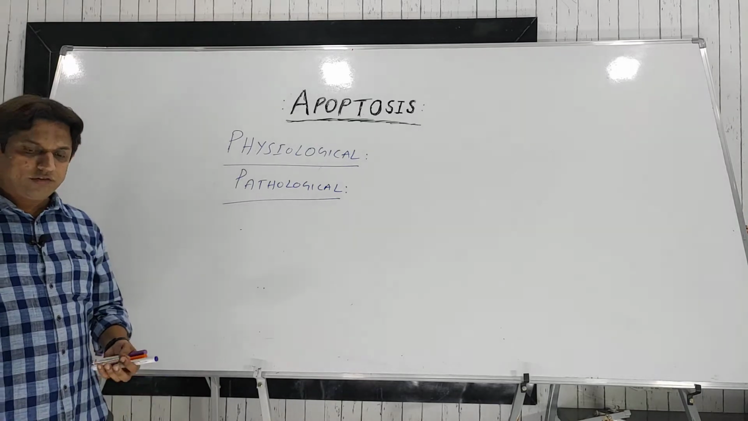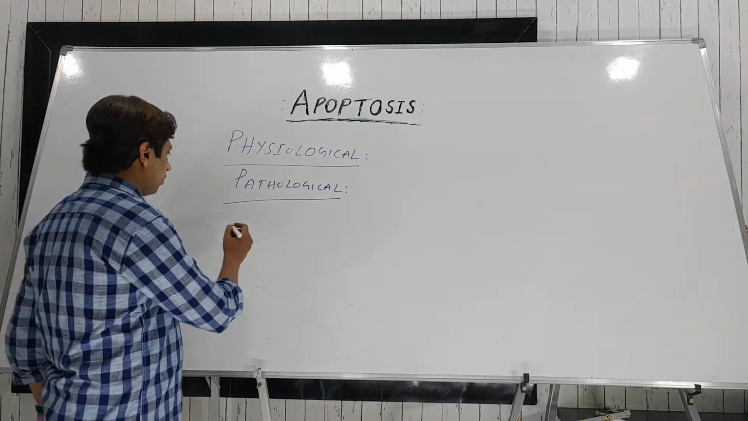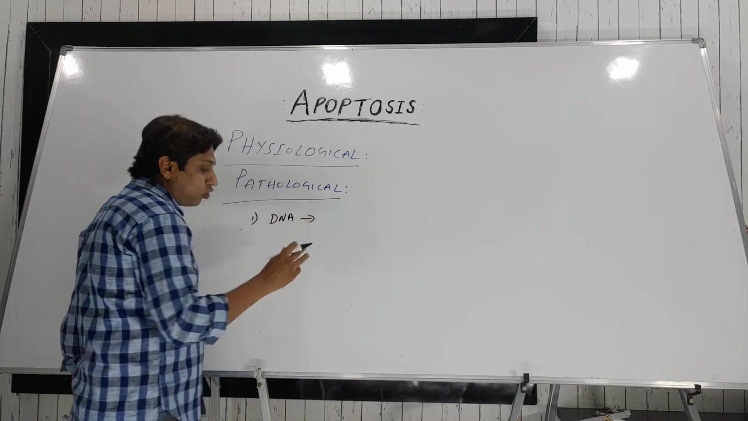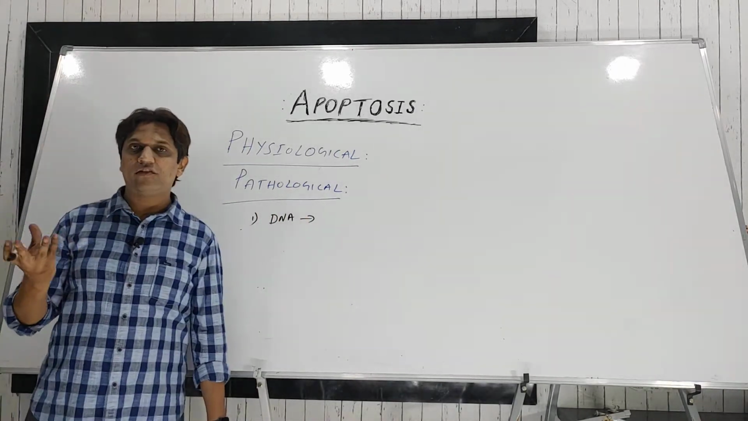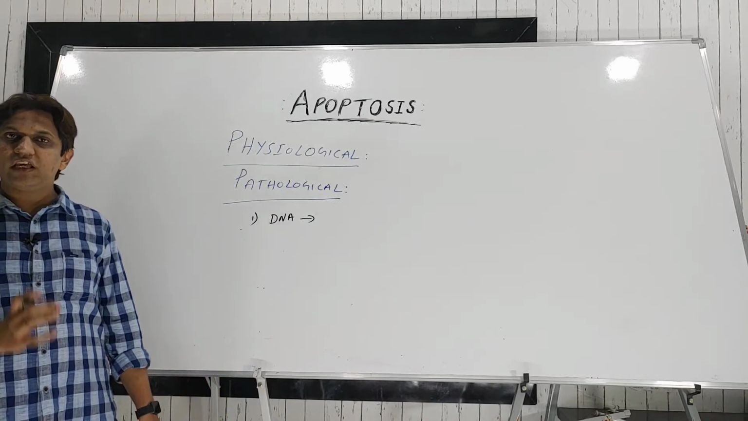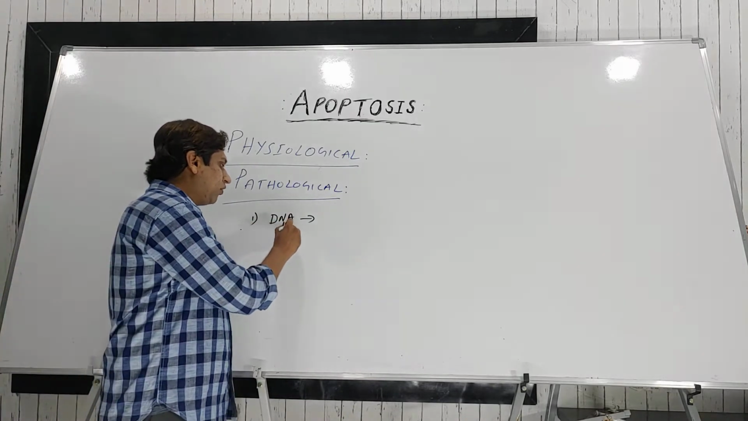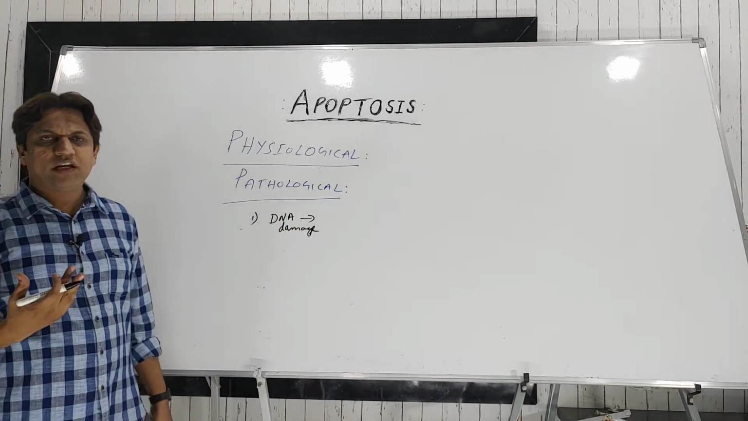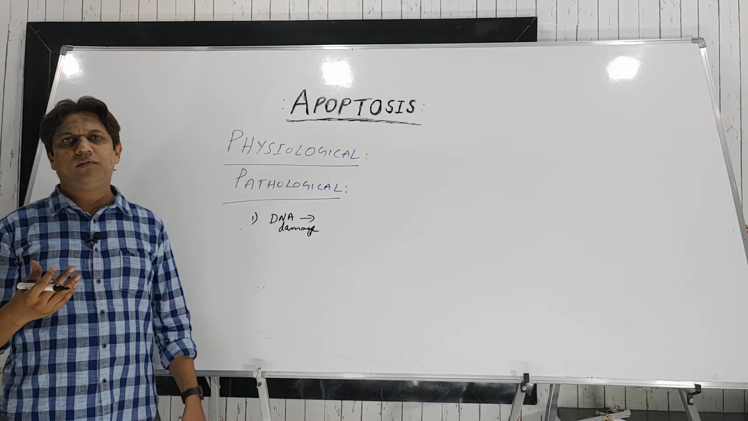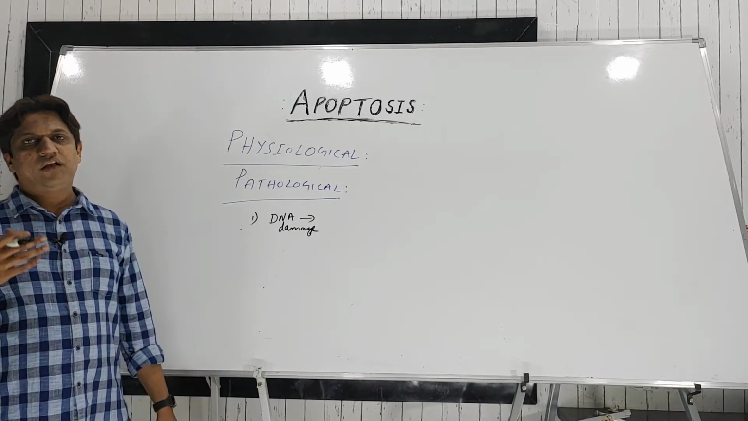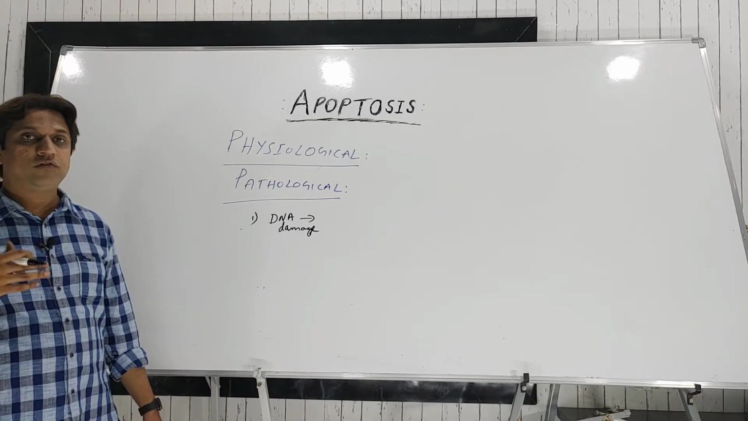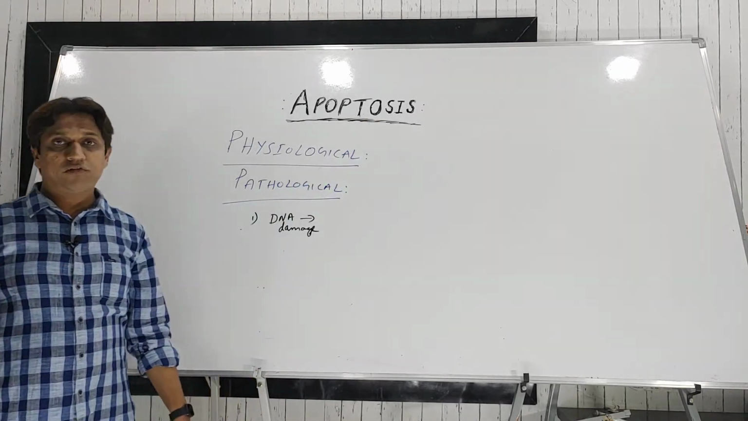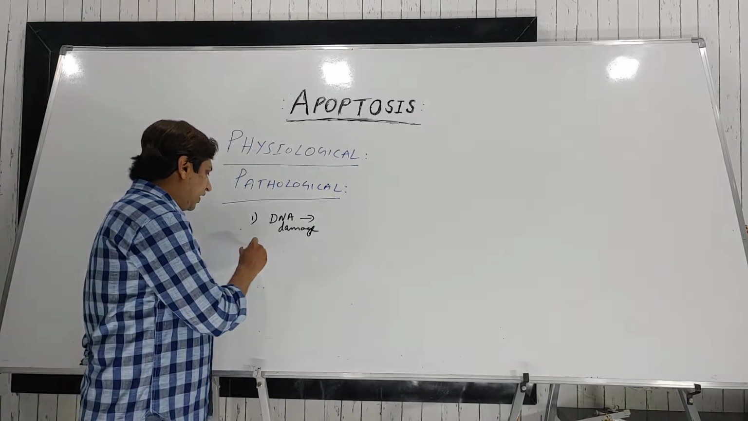Before that, the pathological examples. One of the important things is DNA damage of a cell due to cytotoxic drugs, irradiation or certain radiations, which will damage the DNA of a cell. Normally there is a repair mechanism, but when the repair mechanism is not efficient and abnormal cells are multiplying, so that there should not be a malignant transformation, the cells will undergo apoptosis and die. That is DNA damage.